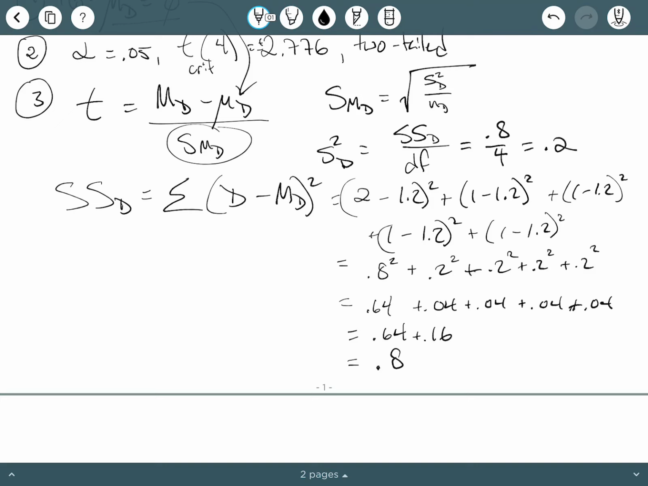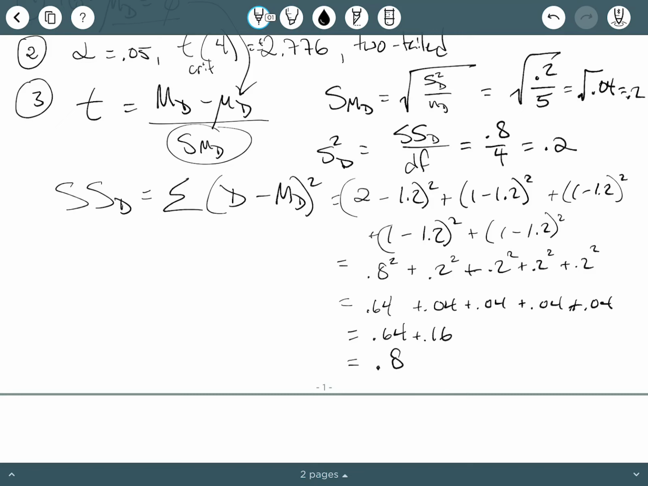is 0.2. And then we can plug that in up here, square root of 0.2 over the number of difference scores, which is 5. All right, that's the square root of 0.04, which is 0.2. Let me write that one more time. It's 0.2.